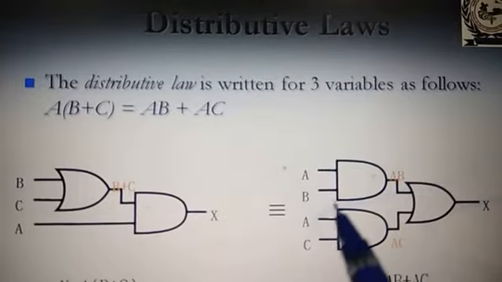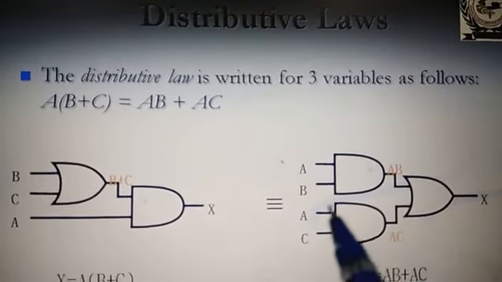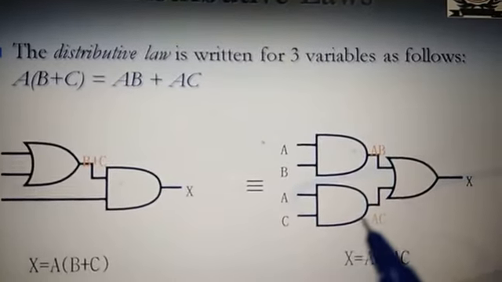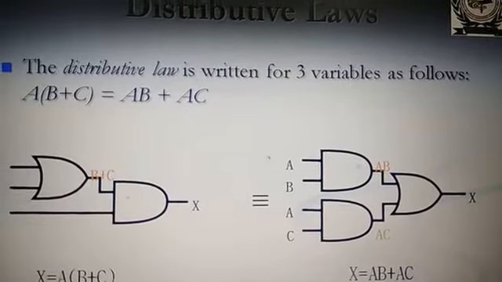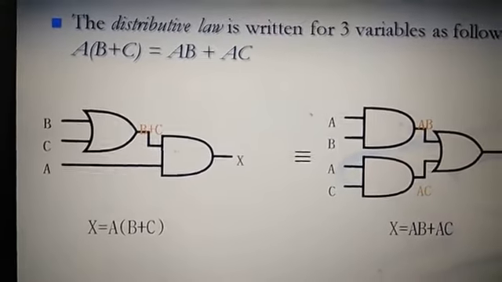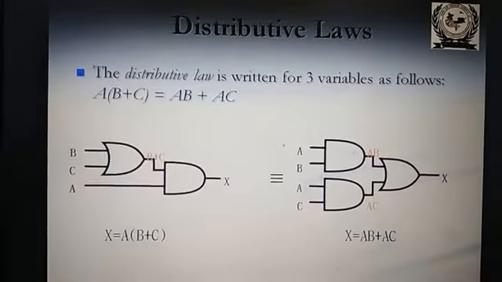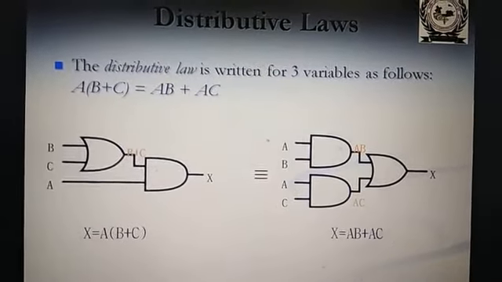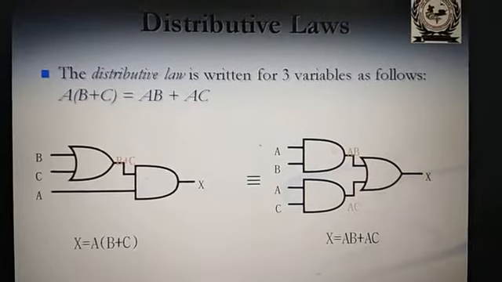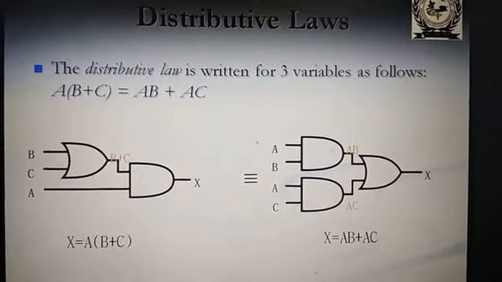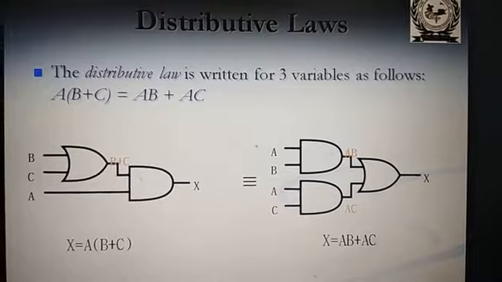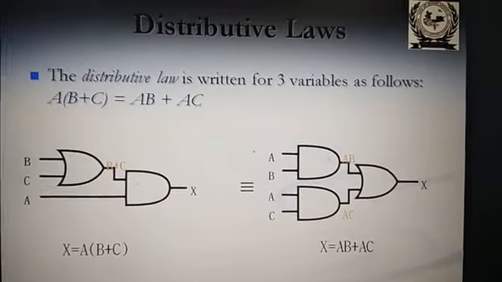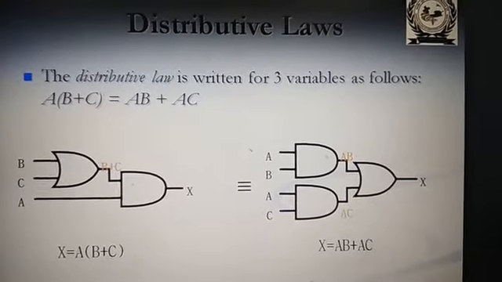A is the input, B is the input. Another AND gate: A is the input, C is the input. So here AB and here AC. So you will get here AB plus AC. So this implementation can be done by the law called the distributive law. So the distributive law is also important while minimizing the logical equations or logical circuits.